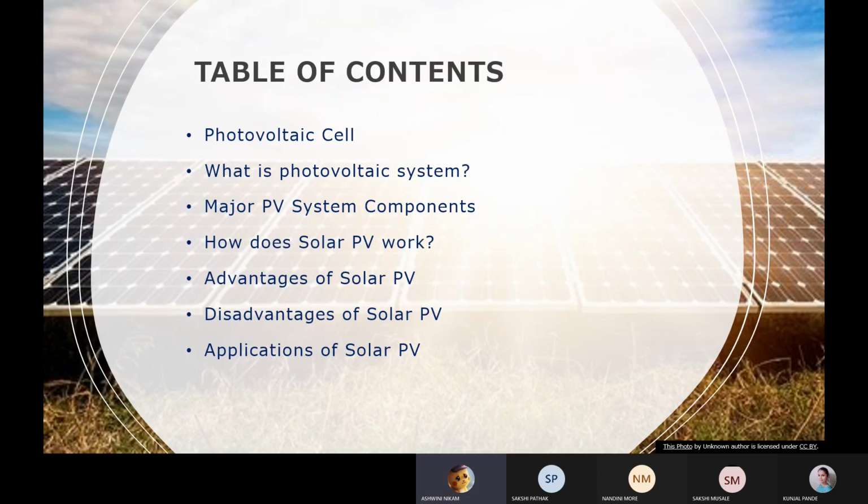To discuss this topic, which is solar photovoltaic system, there are some contents. They are as follows. These topics are as shown in the slide. First is photovoltaic cell. Second is what is photovoltaic system. Third is major PV system components. Fourth is how does solar PV work. Fifth is advantages of solar PV. And sixth is disadvantages of solar PV. In this manner, we are going to see the solar photovoltaic system.